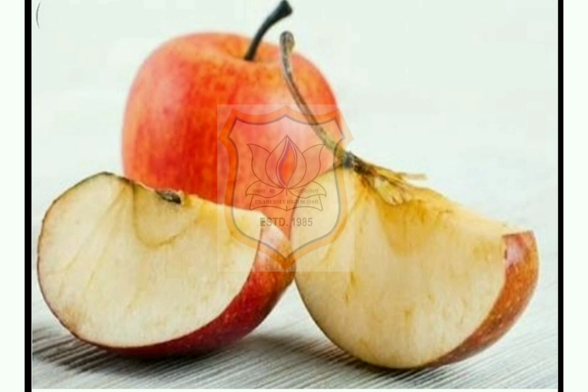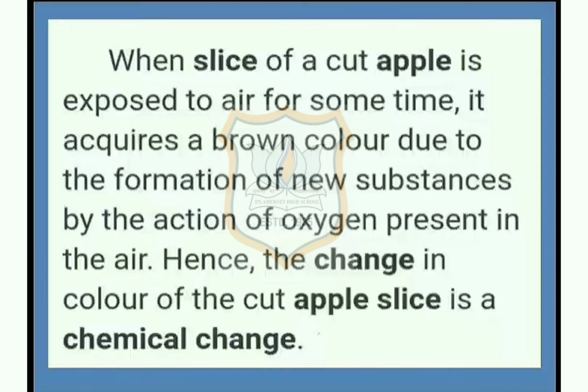The change of color in this case is due to the formation of new substances. Students, when a slice of a cut apple is exposed to air for some time, it acquires a brown color due to the formation of new substances by the action of oxygen present in the air. Hence, the change in color of the cut apple slice is a chemical change.